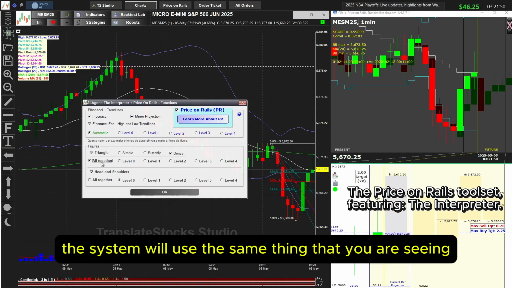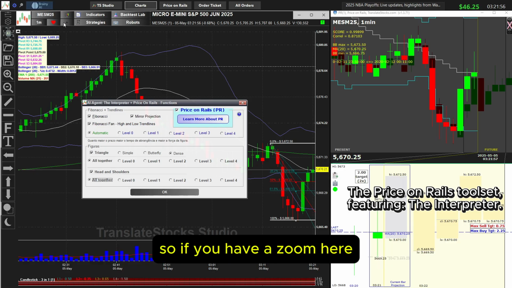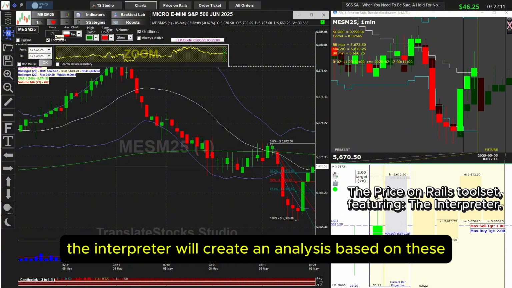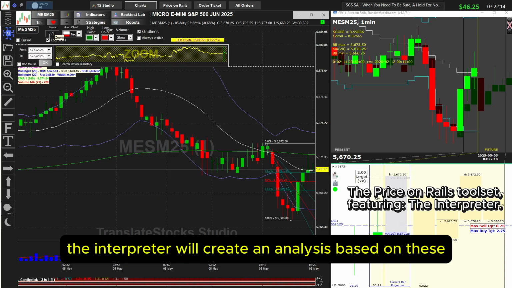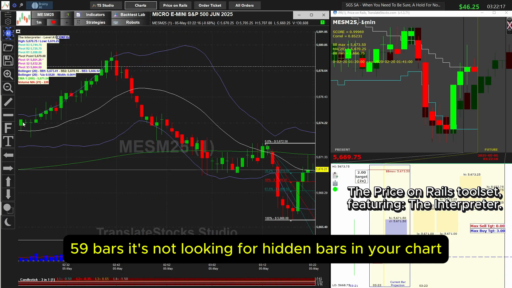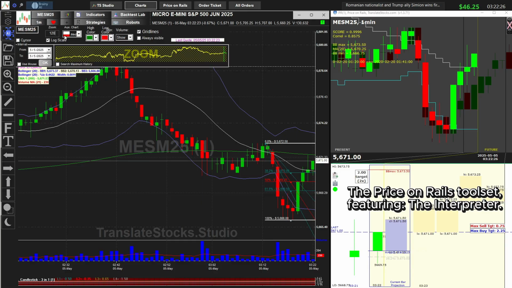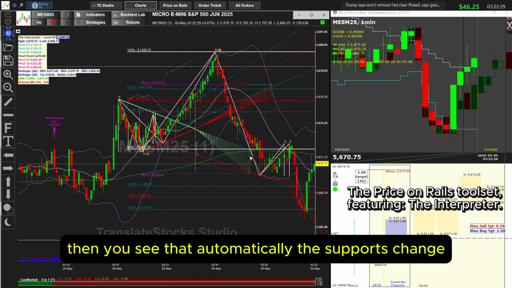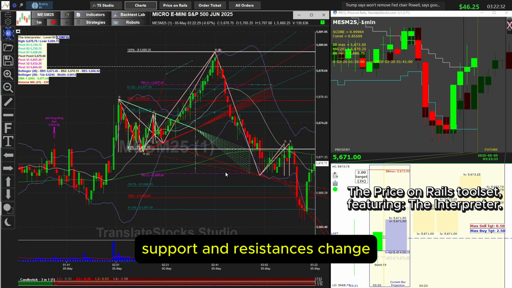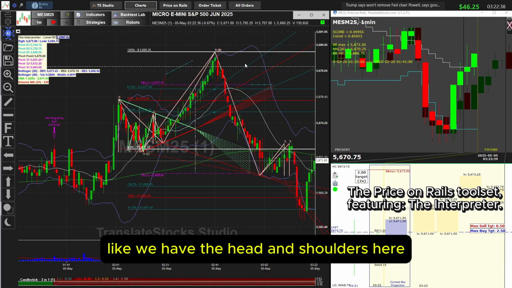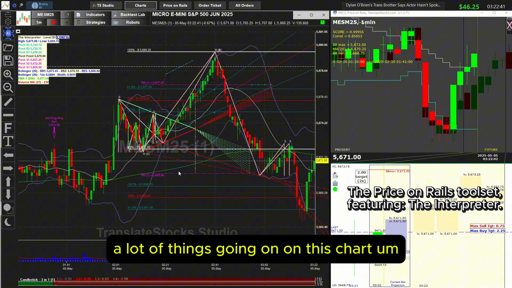The system will use the same thing that you are seeing. So if you have a zoom here of 59 bars, the interpreter will create an analysis based on these 59 bars. It's not looking for hidden bars in your chart. If you just increase this number, let's say to 120 bars, then you see that automatically the supports and resistances change, and you start seeing triangles and other figures, like the head and shoulders here. A lot of things going on in this chart.